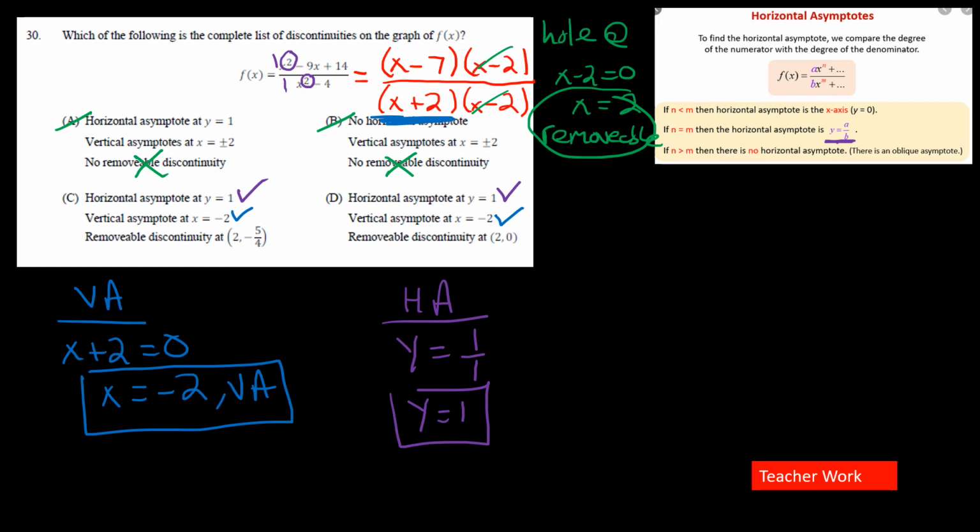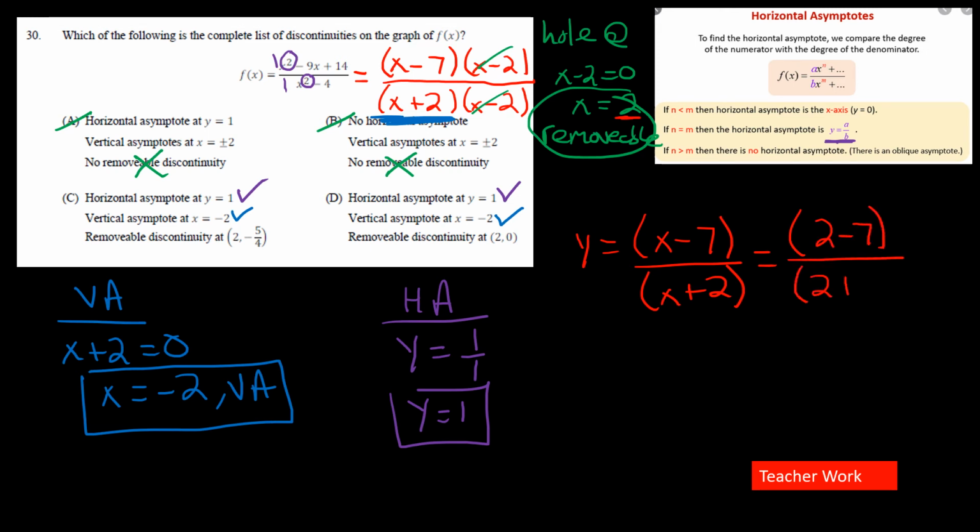How do we solve this? Well, you're going to take the equation that we have: y equals x minus 7 over x plus 2. And we said there's a hole at 2, so we want to substitute 2 in there. We'd have 2 minus 7 over 2 plus 2, and that equals 2 minus 7 is negative 5, over 2 plus 2 is 4. So negative 5 over 4, that's here, which means that C does have to be our answer.